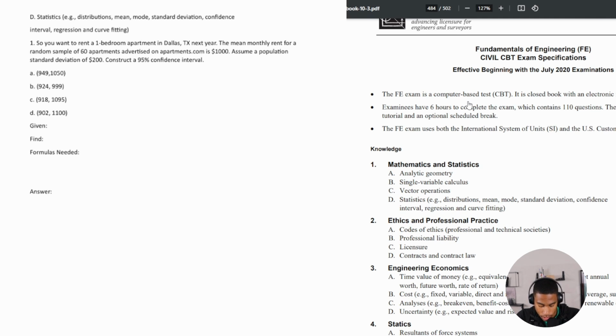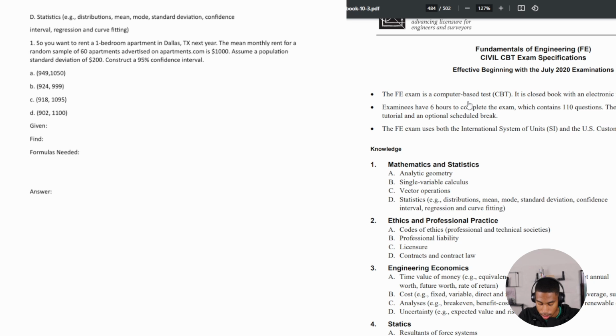All right, so number one says, you want to rent a 1-bedroom apartment in Dallas, Texas next year. The mean monthly rent for a random sample of 60 apartments advertised on apartments.com is $1,000. Assume a population standard deviation of $200. Construct a 95% confidence interval.